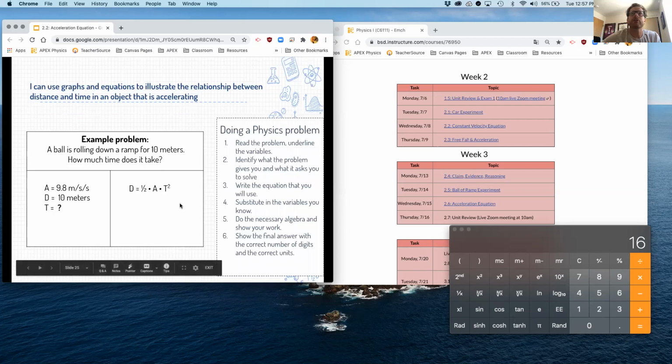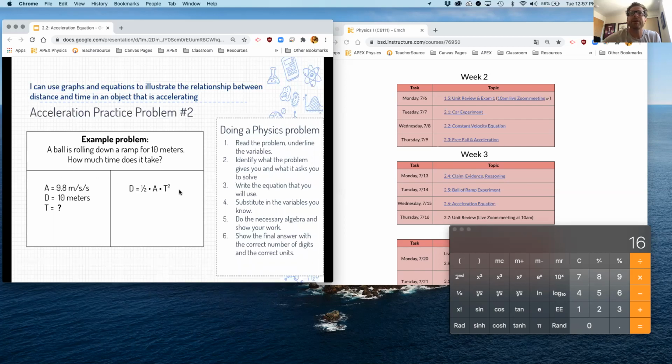So there's my equation. Substitute 9.8 in for a and 10 in for d. And when I do that, I get t all left alone. So the same setup, but the algebra is going to be a bit different on this one. The first step I'm going to do is multiply 1/2 times 9.8. That's 4.9, okay?